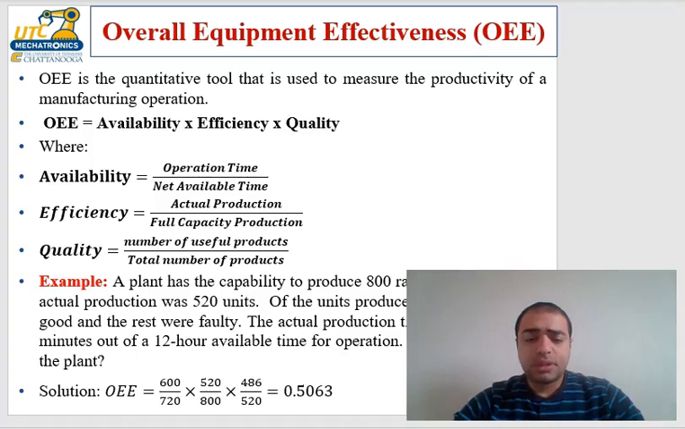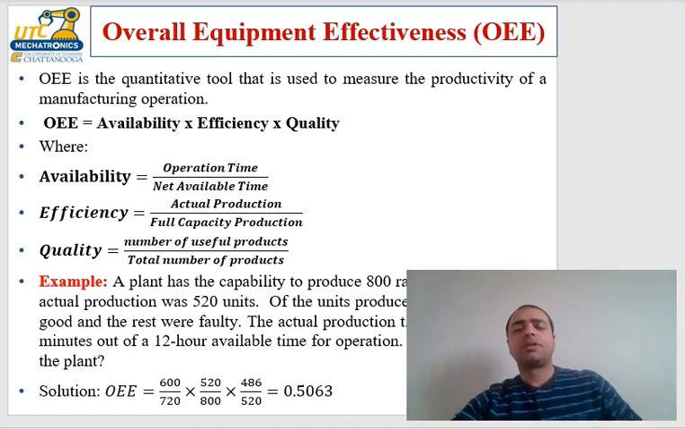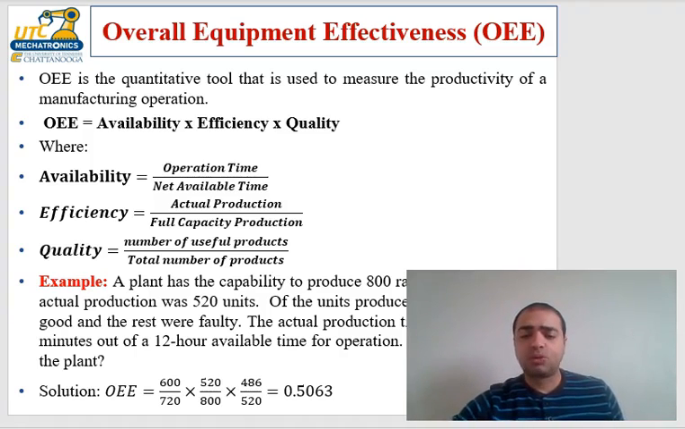So let's take this example here. A plant has the capability to produce 800 radio units per day. Its actual production was 520, so 520 over 800. Of the units produced, 486 of them were good and the rest were faulty. The actual production time per day was 600 minutes out of a 12-hour available time for operation. What is the OEE of the plant?